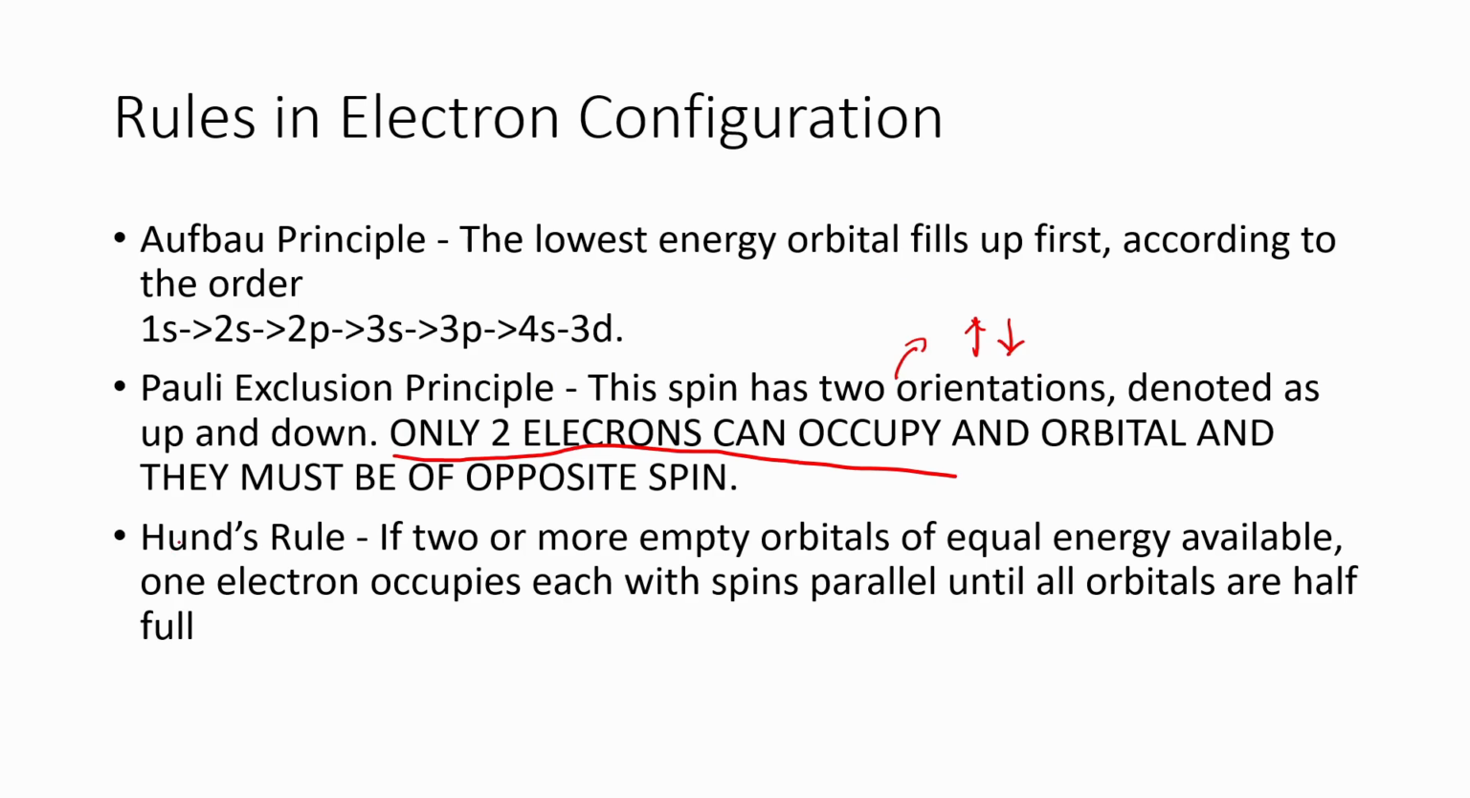And finally, you have Hund's rule. If two or more empty orbitals of equal energy are available, only one electron occupies each with the spins parallel until orbitals are half full. So I will demonstrate later how to apply Hund's rule.